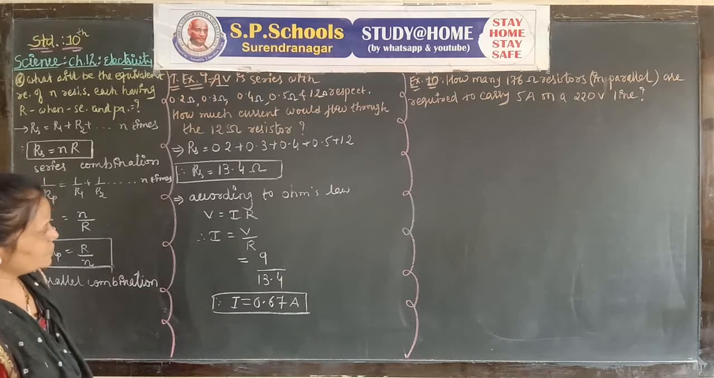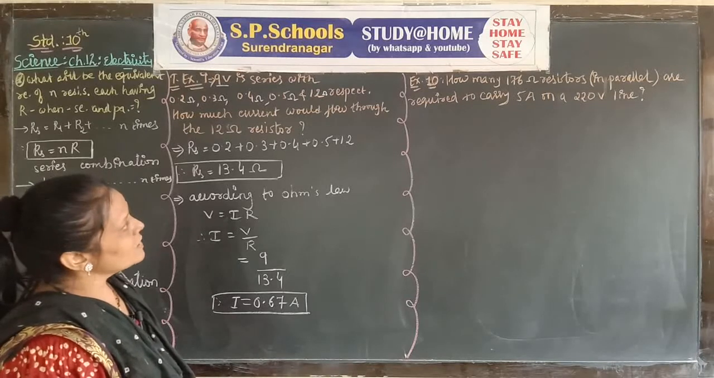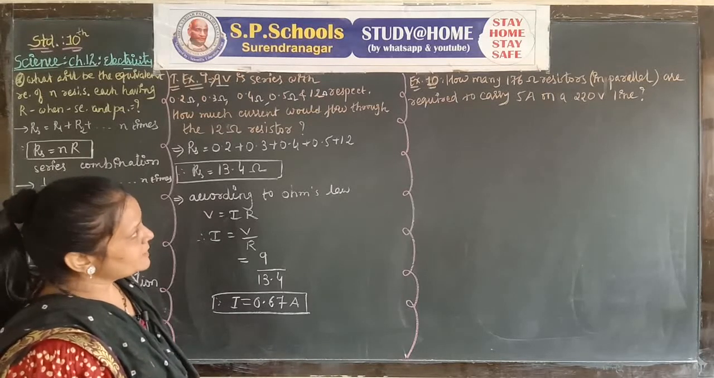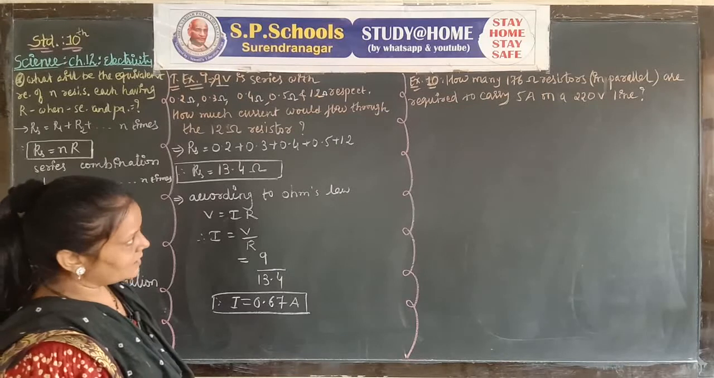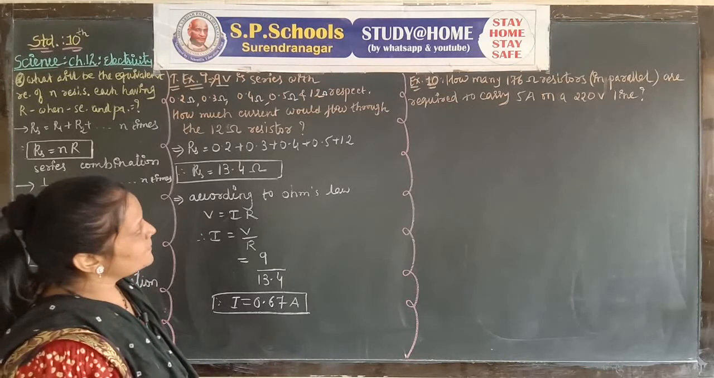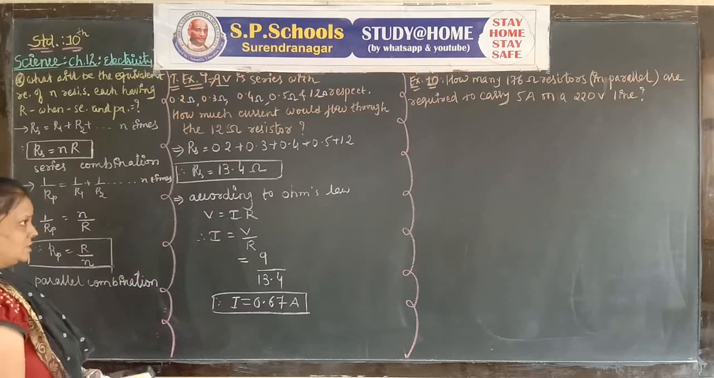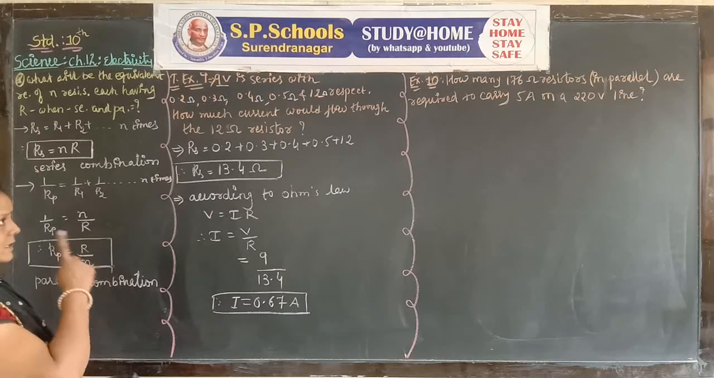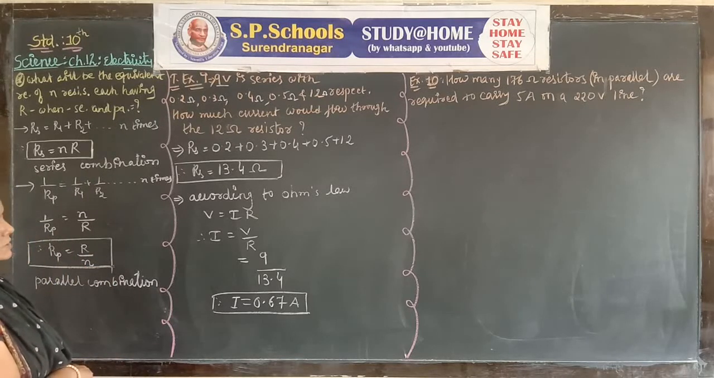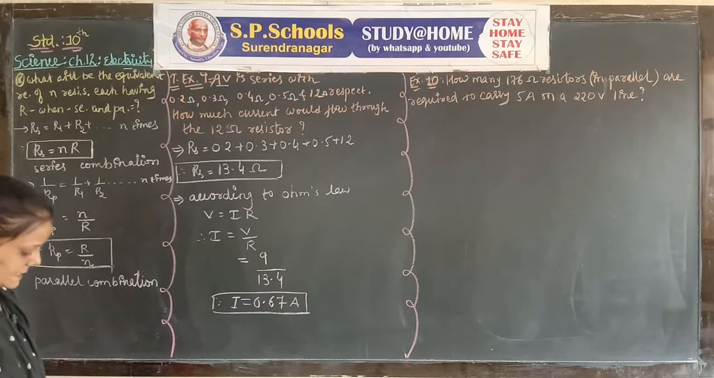Let's go through the next question. Next example: how many 176 ohm resistors in parallel are required to carry 5 ampere on a 220 volt line? So here we find the number of resistors. We apply this formula, and it is already given that they are in parallel combination. Let's do it.